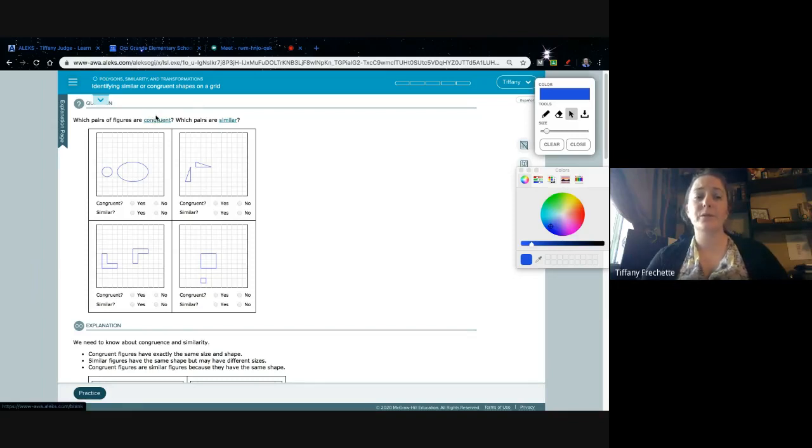What do they mean? So congruent means that it's the same size and shape. So not just the same shape, like they can't just both be circles, they both have to be the same size. Similar means it's the same shape, but can be different sizes.